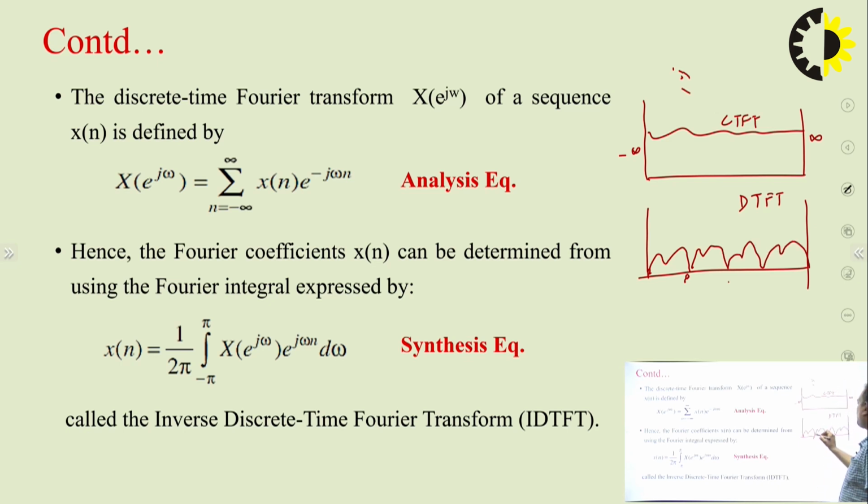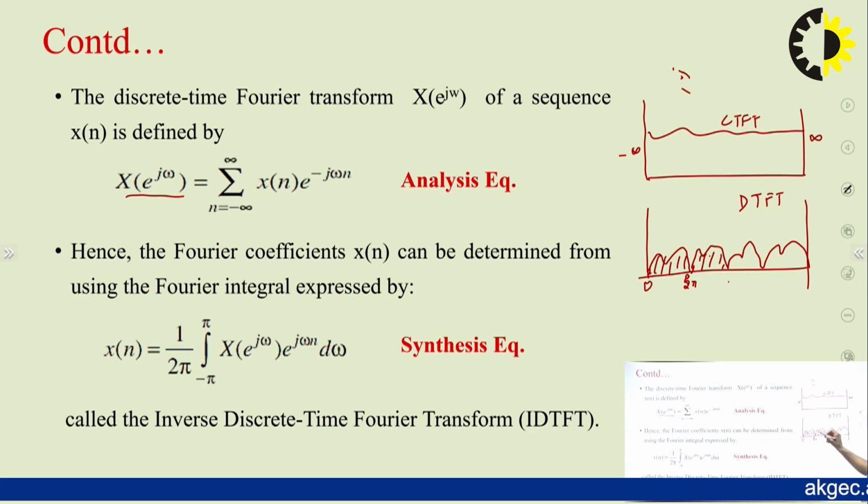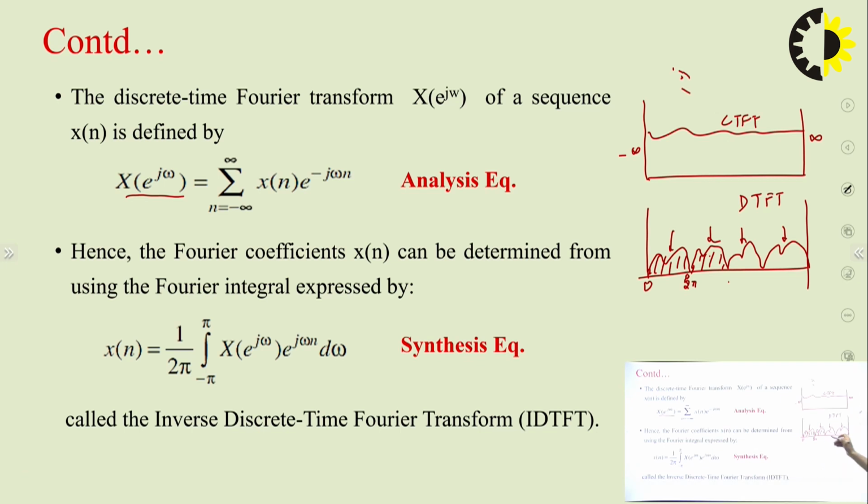You can see the periodicity here, and this period is from 0 to 2 pi or minus pi to pi. So while taking the DTFT, the whole information of X(e to the power j omega) is contained equally in each cycle. If you take the DTFT, the obtained information is periodic, meaning the information that is here is also here, and also here. So we don't require so many periods. We will take only one period because the information is the same.